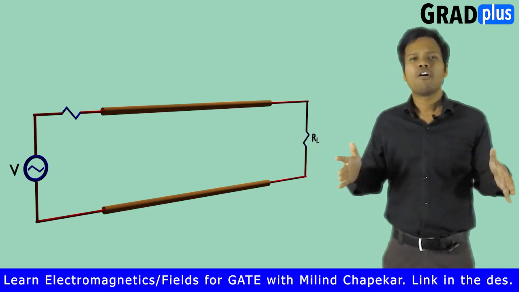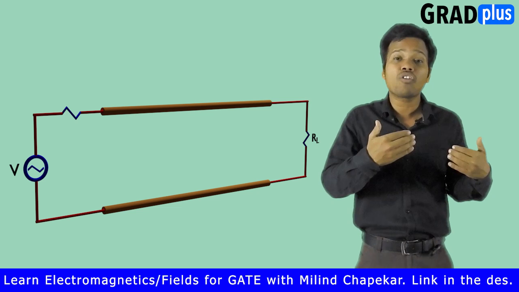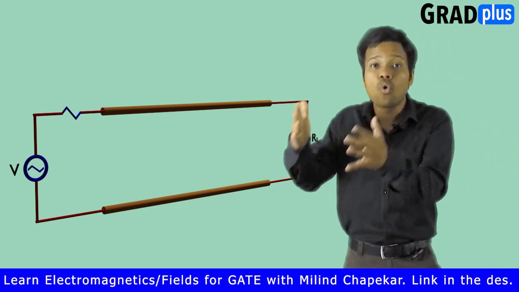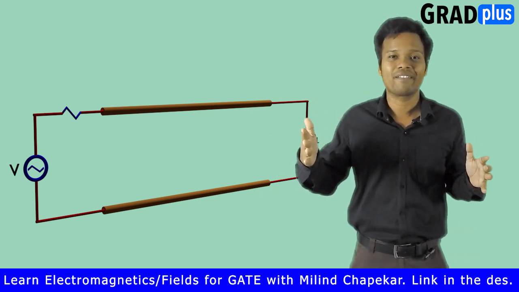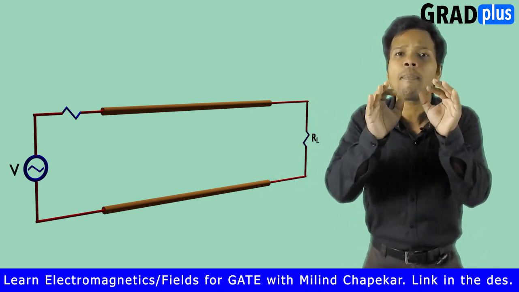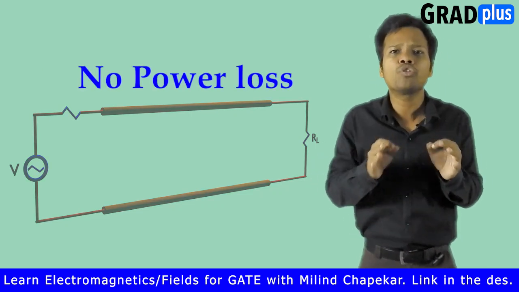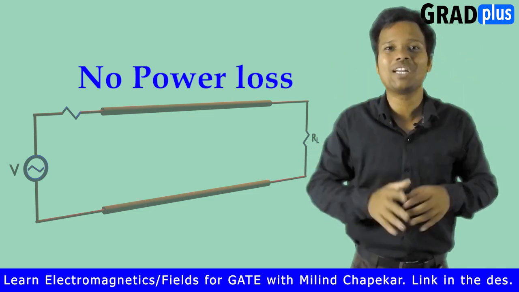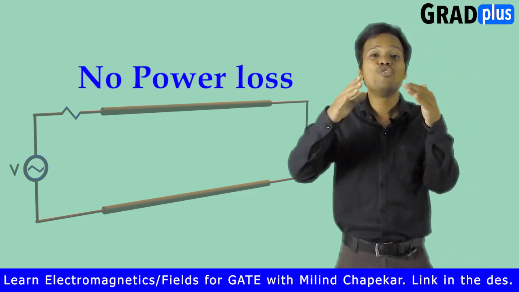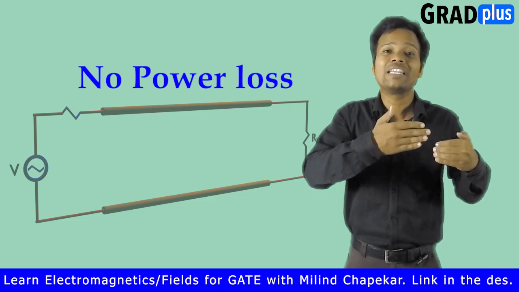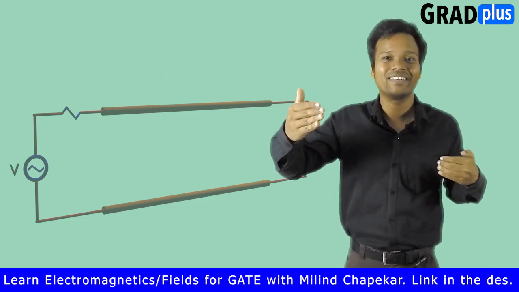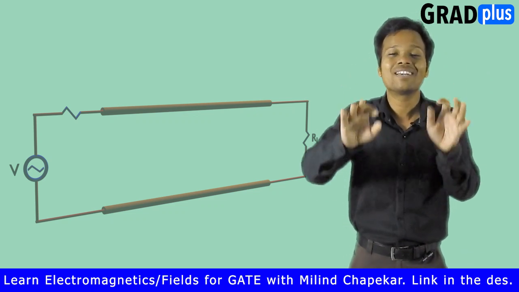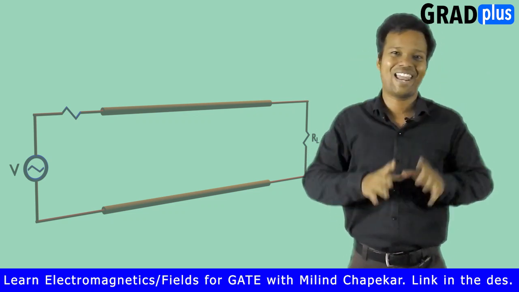Now ideally, for the efficient transmission of the electromagnetic energy from the source end to the load end over the transmission line, there should be no power loss. The power loss should be zero. Such an ideal transmission line, where there is no power loss while transmitting the electromagnetic energy over it, is known as a lossless transmission line.